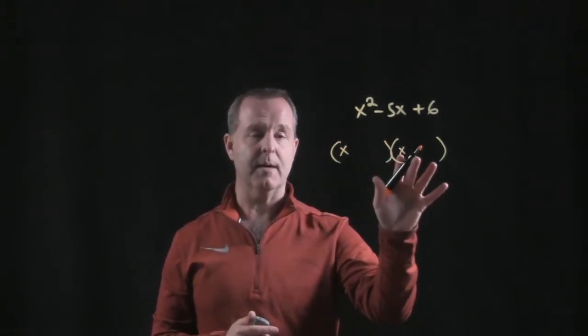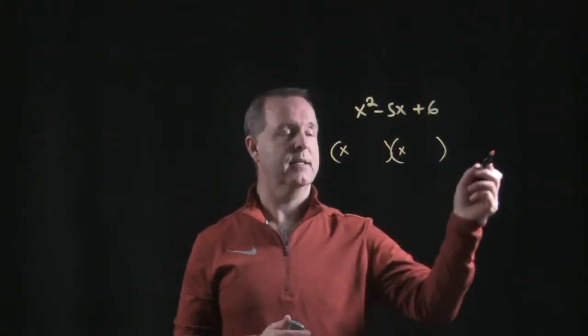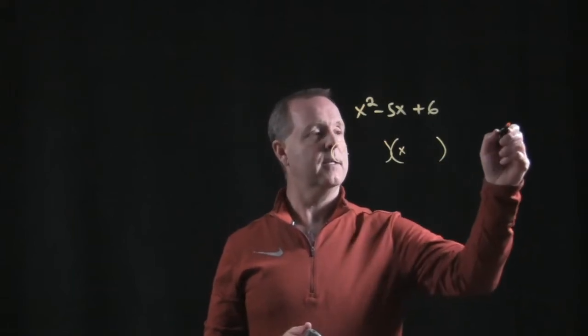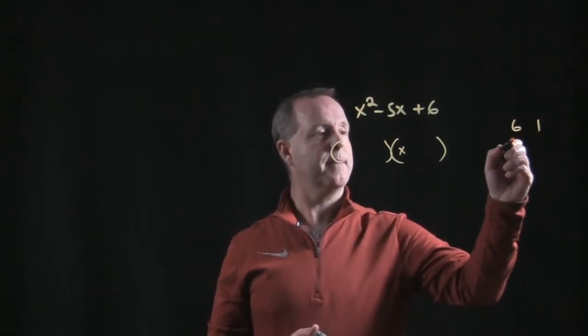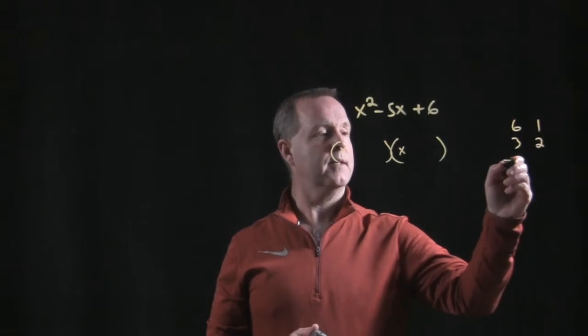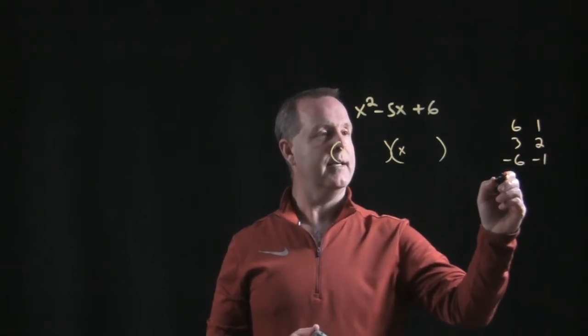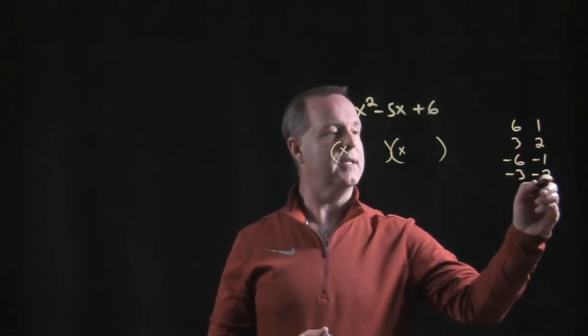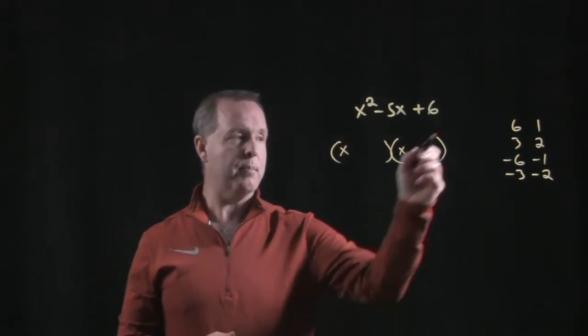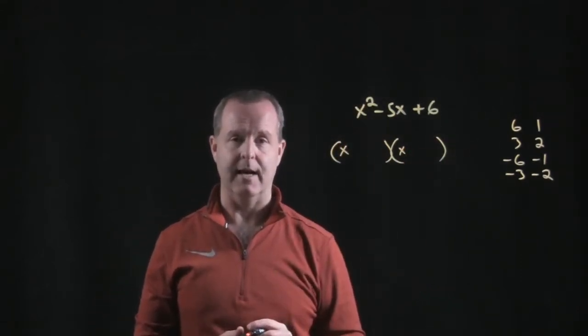We know those second numbers have to multiply to become a 6. And what are all the ways to make a 6? We do a 6 times a 1, a 3 times a 2, a negative 6 times a negative 1, and a negative 3 times a negative 2. Those are all the possible combinations to go in that last slot.